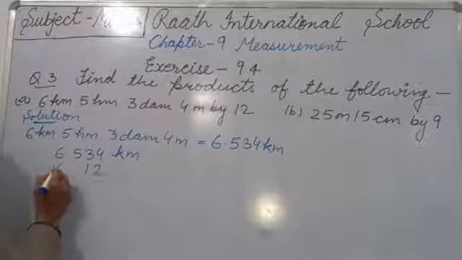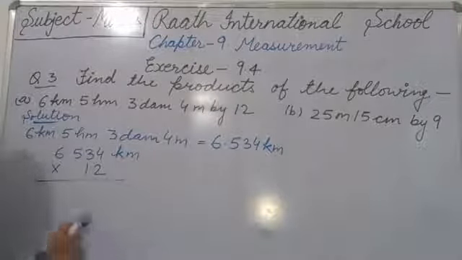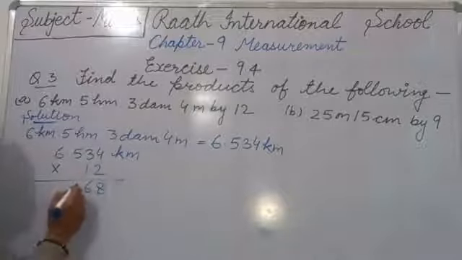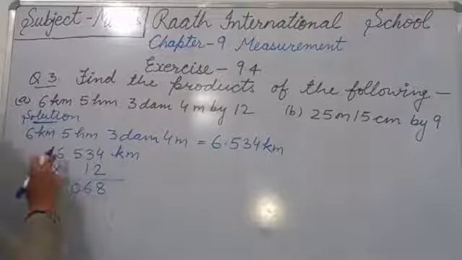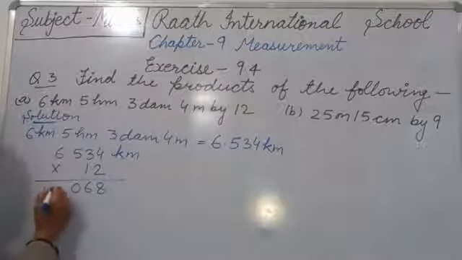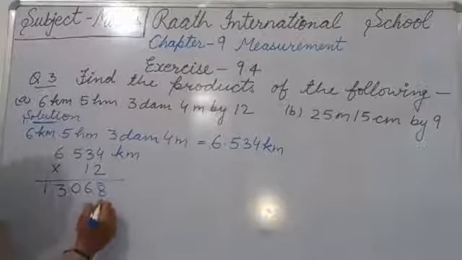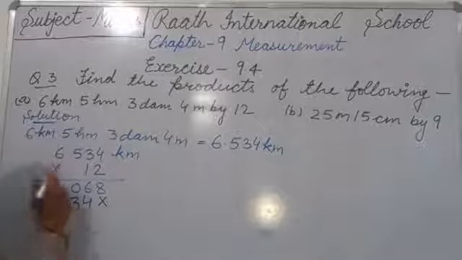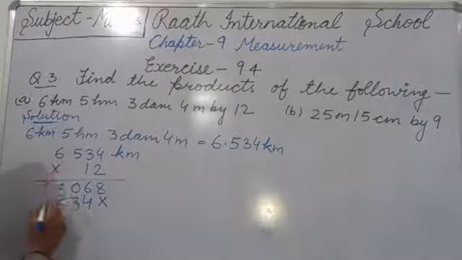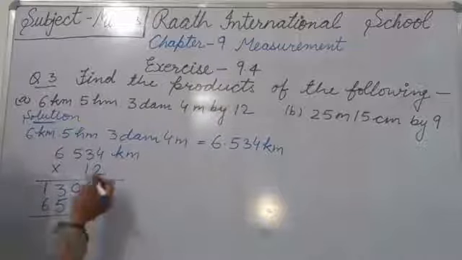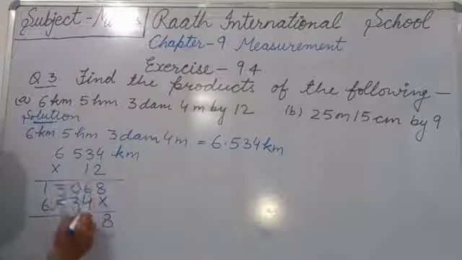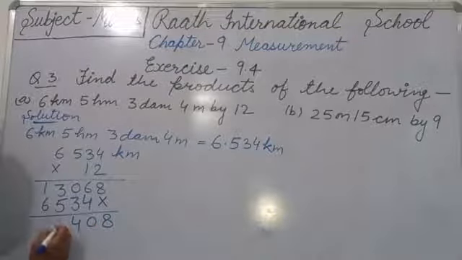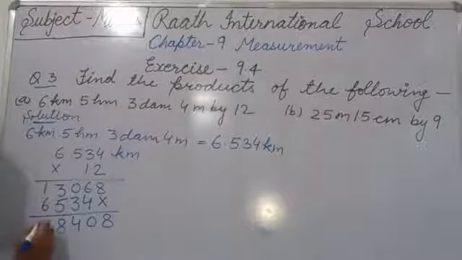Okay. So let me start the multiplication. 2 4s are 8. 2 3s are 6. 2 5s are 10, 1 carry. 2 6s are 12, 12 plus 1, 13. Okay. Now we cross here one column. Now 1 4 is 4. 1 3 is 3. 1 5 is 5. 1 6 is 6. Now we will do addition. There is 8. 6 plus 4, 10, 1 carry. 3 plus 1, 4. 3 plus 5, 8. 6 plus 1, 7.